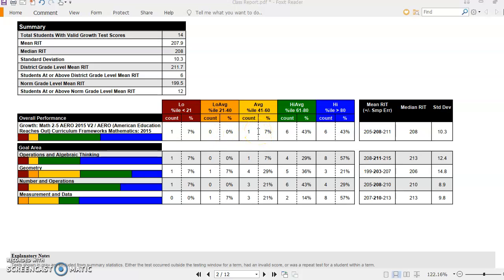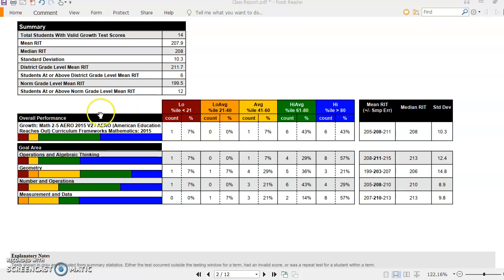I have one average student, so that's 41 to 60 percentile. And then I have 6 high average, and I have 6 highs. So this tells me that in this class I have a lot of good math students, and I have one that's on average, which is okay because that's just average, and I have one struggling. As I look at that struggling student, I need to see, why is that student struggling? Is it because they're ESOL level or some other reasons?